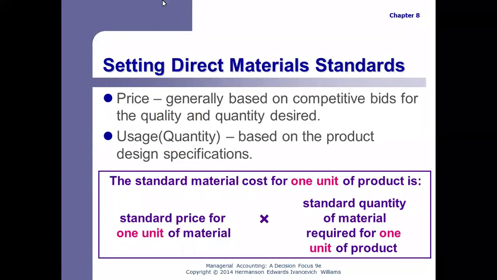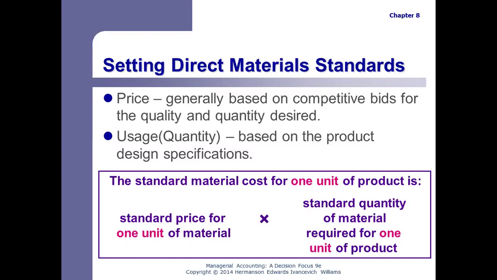Okay, so let's take a look first at direct materials standards. Two different aspects of direct materials standards. One is the price. So how much do you pay for the materials that are used in production? Usage, on the other hand, is how much materials are used to make one unit of product.